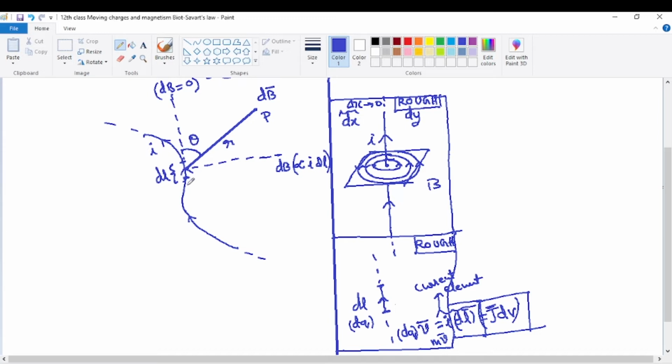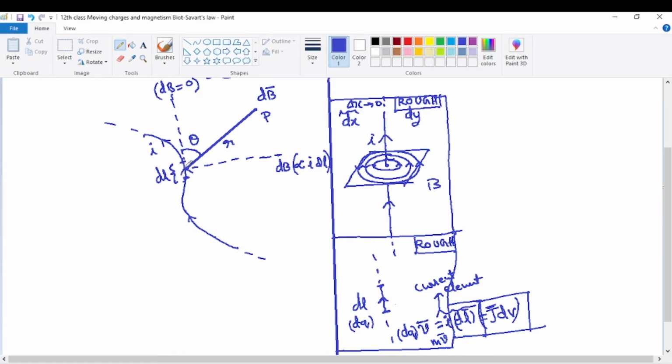Now resolve the vector quantity here, the charge momentum vector, into two components. So whatever things we are seeing here are simple. This is the element charge momentum here, which is in the direction of the axis, or which is in the direction of dl, the elemental length dl.